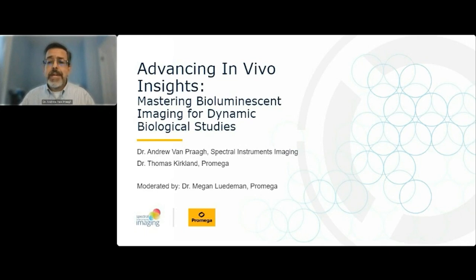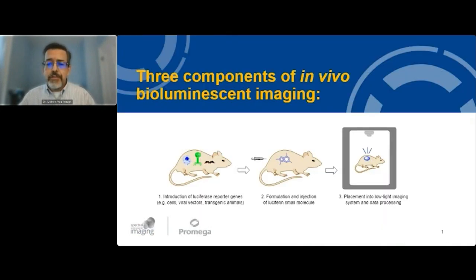using this modality. Now, by way of a general overview, an in vivo BLI experiment will always have three central components: an enzymatic light-producing reporter construct in an animal model, and secondarily, there will be the injection of a substrate formulation that the enzyme will act on and produce light. And thirdly, there will be an imaging device that will detect and record this light and allow for a quantitative analysis of this optical imaging data.